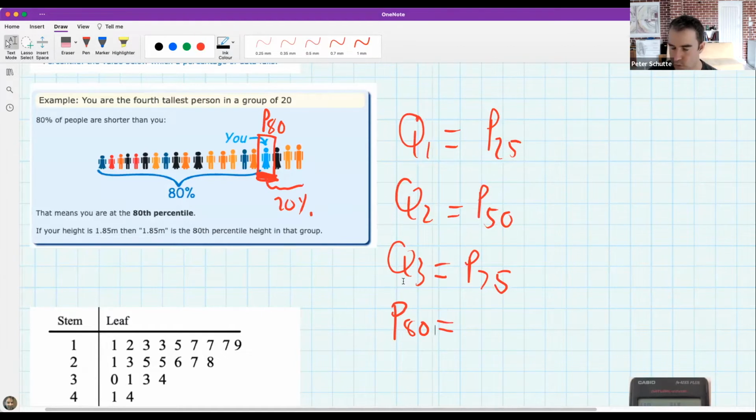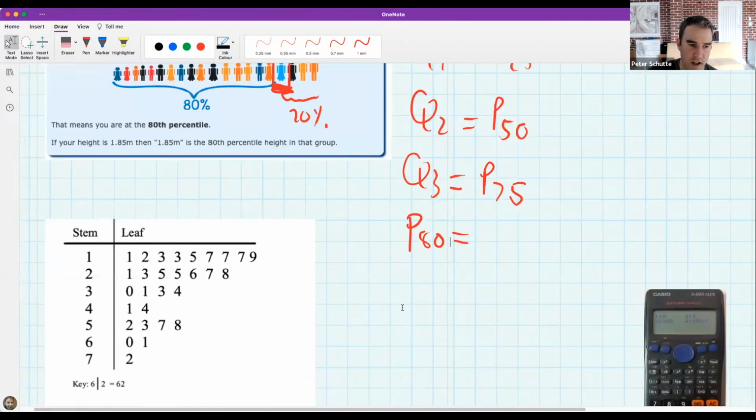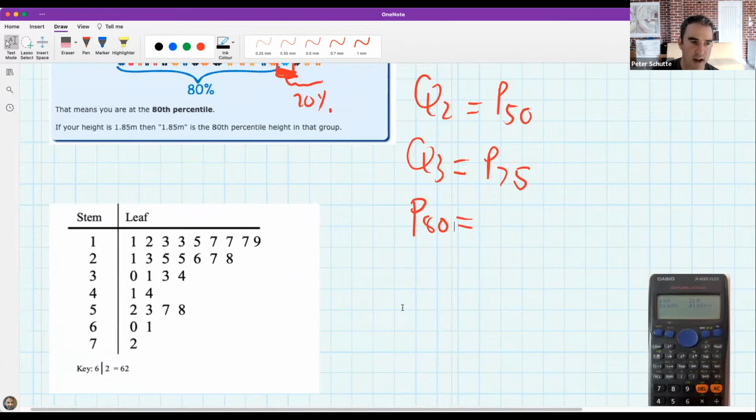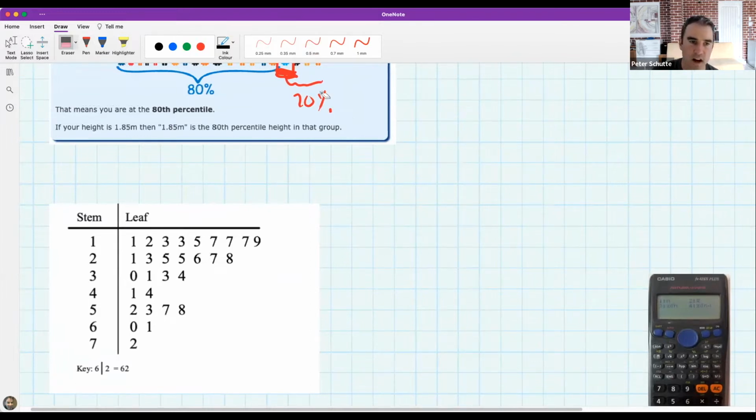Now, what I want to do is give you an example of how this works. I've got a data set here, and I'm going to try and find the 80th percentile, or P80, for this data set. So what do I need to do? Well, first of all, I need to know how many items are there in my data set. I'm going to say that there are 29 items in the data set. I know because I counted them before I started.